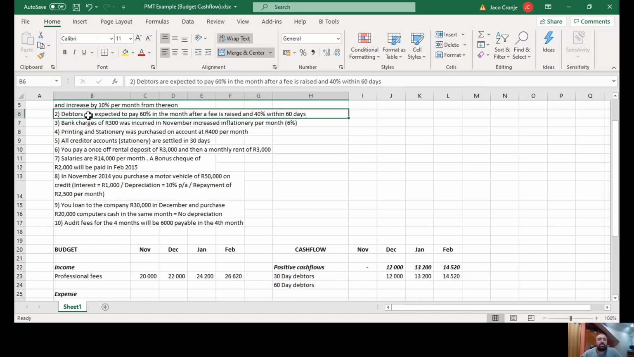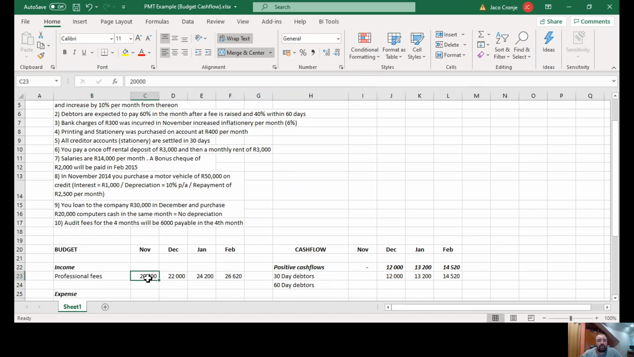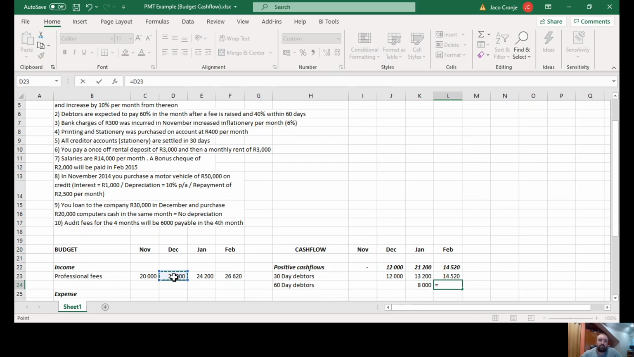Then if we look at question 2, it says 40% will be received within 60 days. So that means my fee that I raised in November, 60% will come in December, and the remaining 40% will come in January. Because I raised the fee there, in December we receive 60%, and in January the remaining 40%. So my fees that I raise in December will receive 60% in Jan and the remaining 40% in Feb.